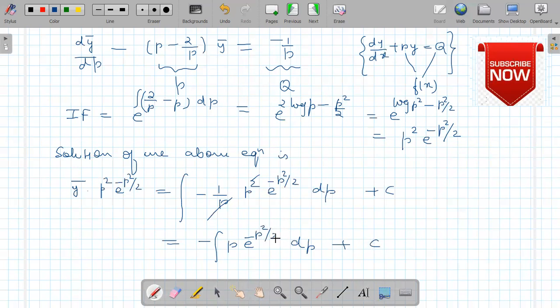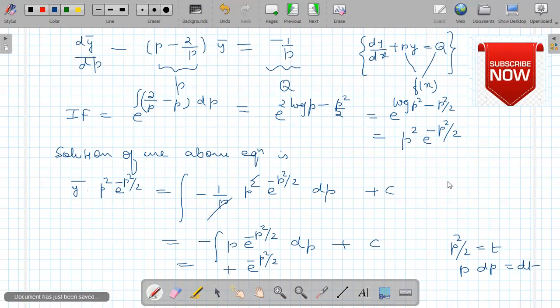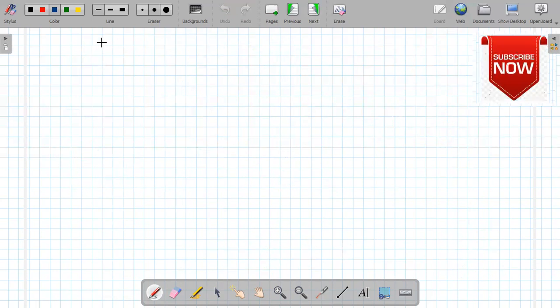So we can suppose this as t. So if I take this as t, I'll get p dp is equal to dt. So the integration of this function is minus e raised to the power minus p square by 2. Sorry, one of the negative signs will come, so it will be positive, plus C. So the value of y bar is 1 upon p square plus C upon p square e raised to the power p square by 2.